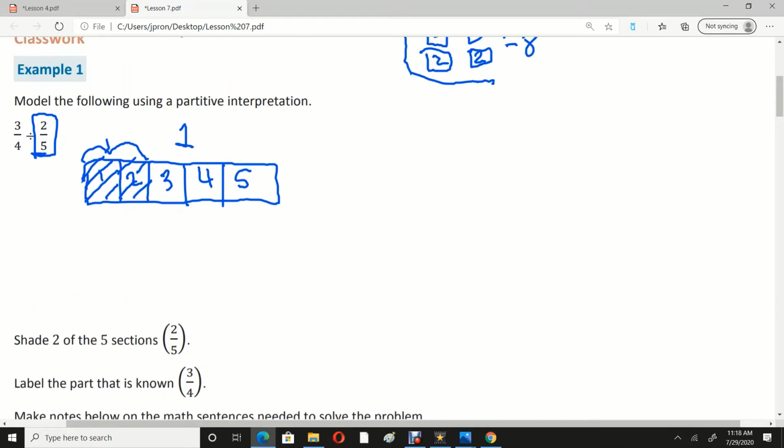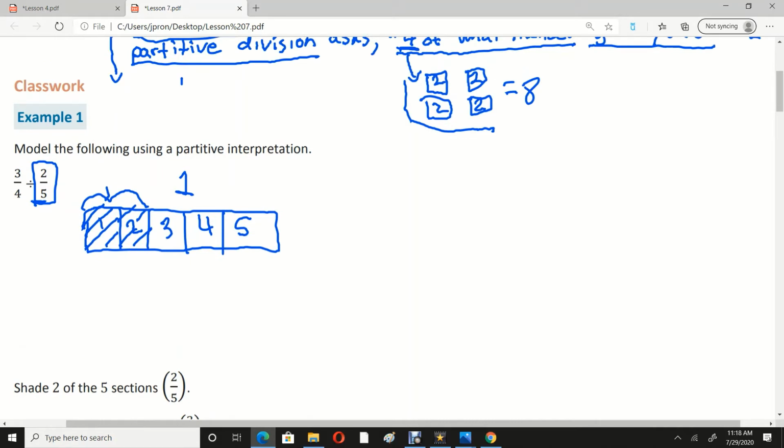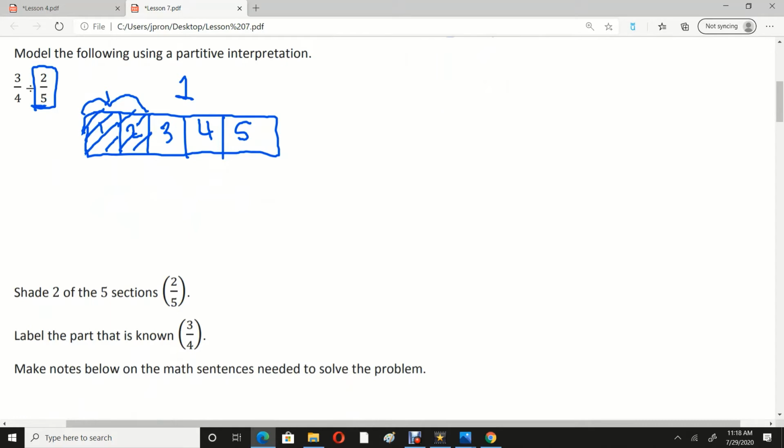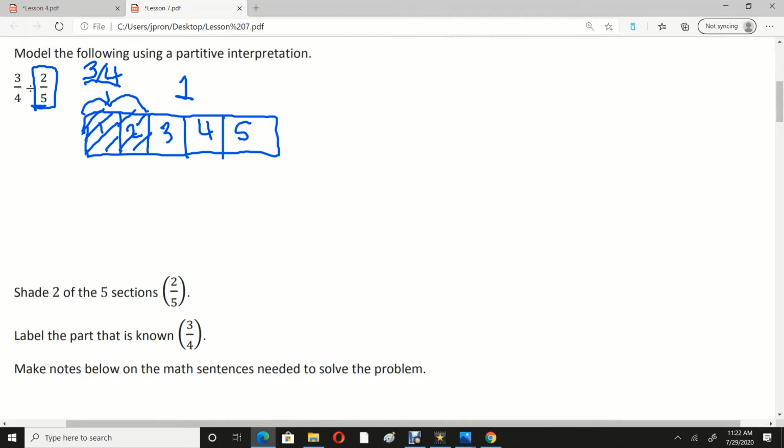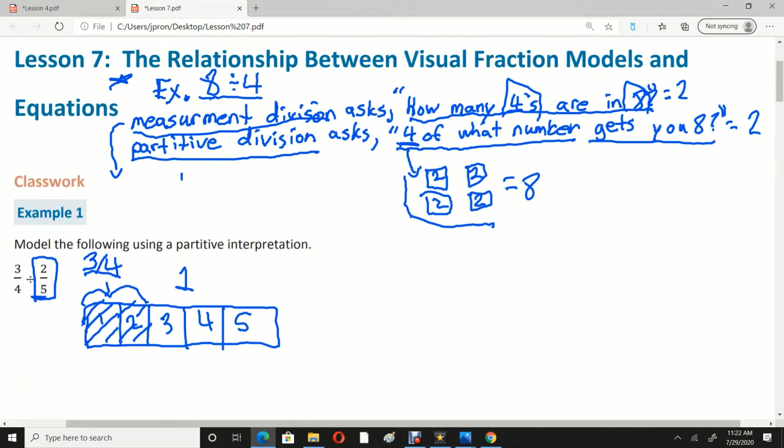All right, and once we have modeled our divisor, we know that that 2/5 group right there represents a total of 3/4. Okay, so now we know that this section right here highlighted, 2/5 of this whole represents a value of 3/4, right? But now let's go back and let's think about what partitive division is actually asking us. What kind of question is partitive division asking? So in my example up here, the question was 4 of what number gets you 8? So we had the divisor, 4 of what number gets you the dividend 8? And that's the same question we're asking down here.